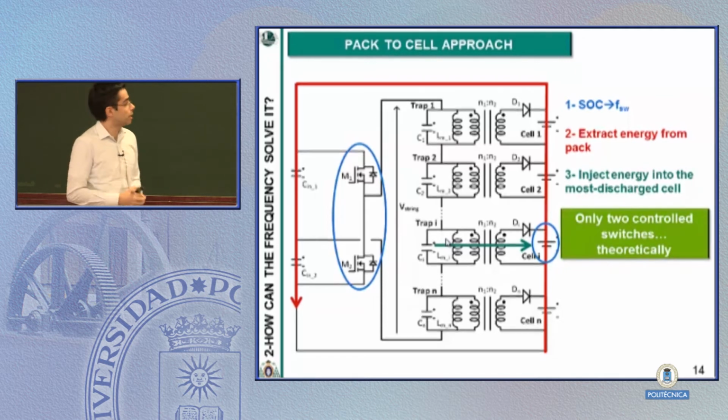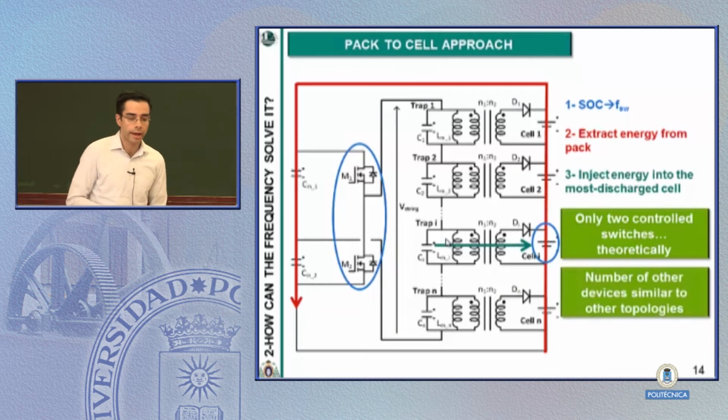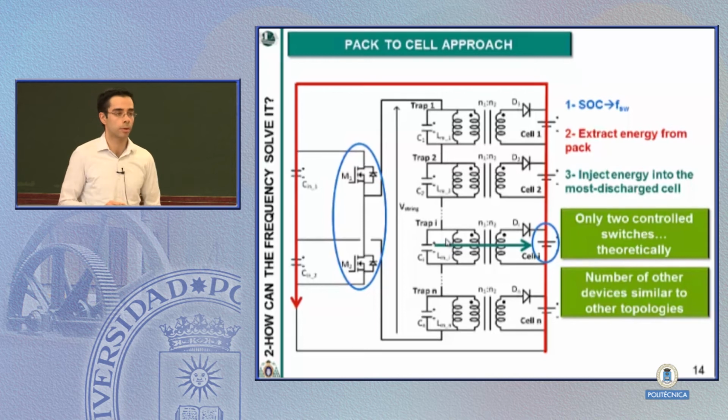So, am I lying? No, I only have two control switches. Theoretically, we will see that this is not perfect, nothing is perfect, and we have some limitations. Also, the number of other devices that I have in this topology is similar to the number of components that I have in other equalizers. It's true that I can reduce the number of components in an equalizer, but losing some of the advantages, reducing the performance. And here we are talking about keeping all the performance that an equalizer may have and trying to reduce one group of components. In this case, the control switches, the MOSFETs.